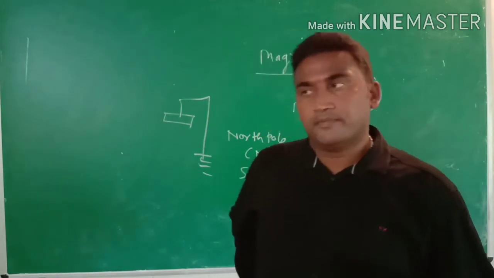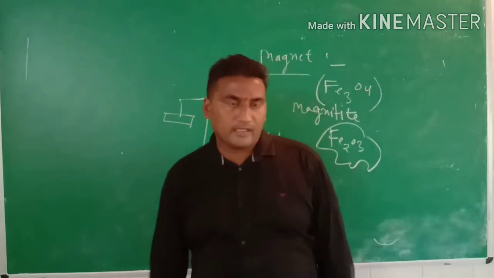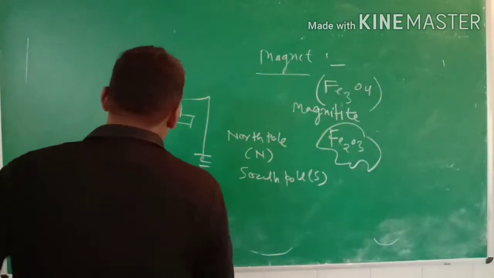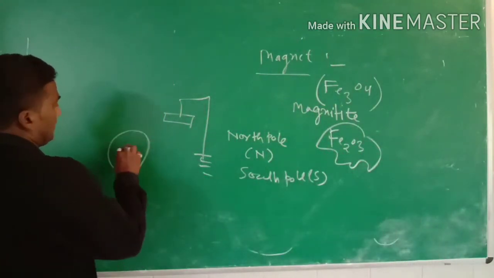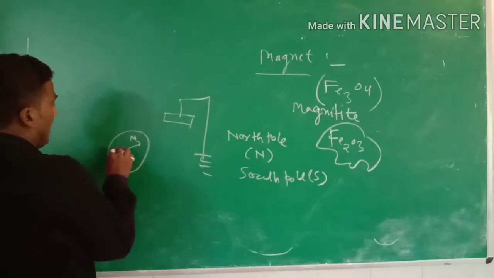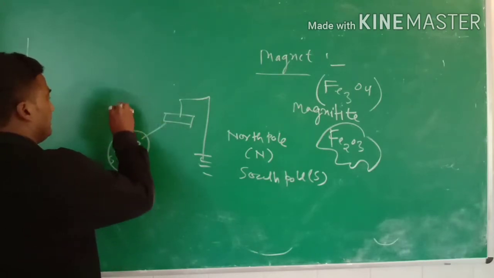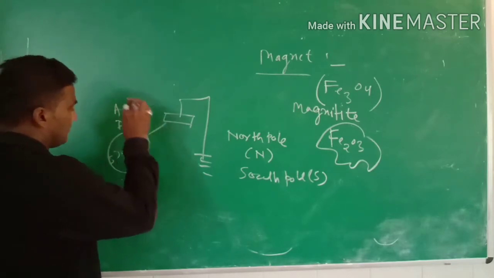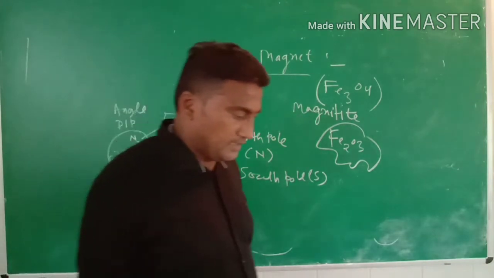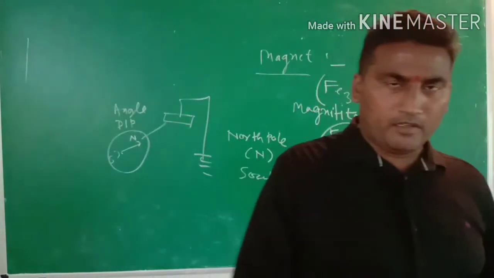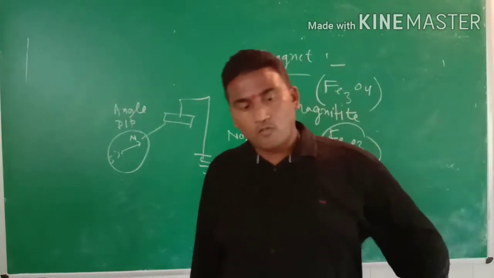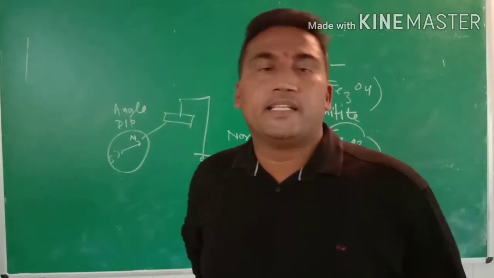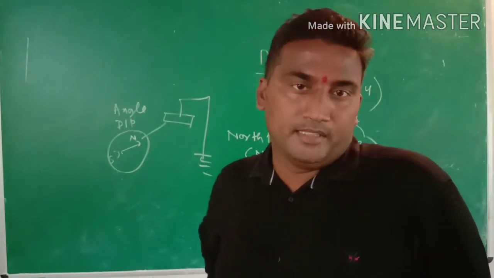What is the angle of dip? When a bar magnet is suspended with the help of a thread, the north pole of the magnet points toward the north, like the earth, and it behaves as the angle of dip. Now we discuss another topic of magnet. What is magnetism? The attraction capacity of the magnet is known as magnetism.